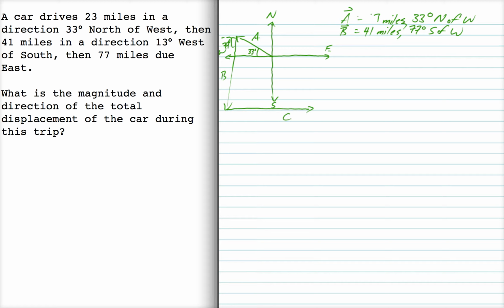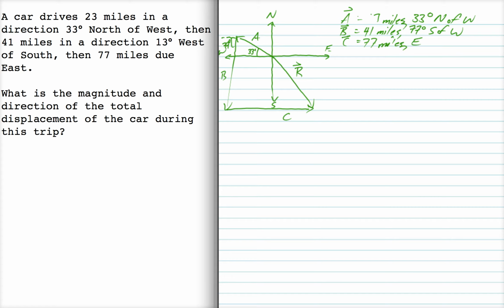Vector C. Alright, so I'm guessing my resultant vector, and this isn't a perfect diagram or anything, and that's okay, but I'm expecting my resultant vector is going to have a positive x component and a negative y component, and the two will be fairly close to each other. Maybe less of an x component than a y component, we'll see. Alright, so vector C is 77 miles east.